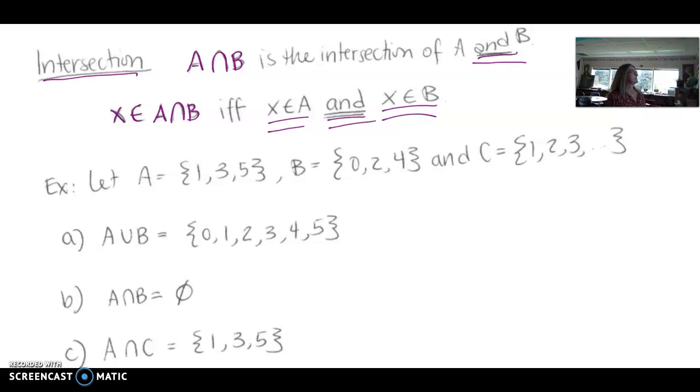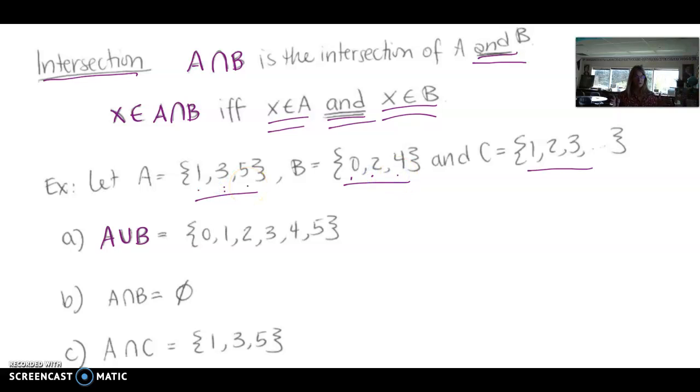So we have a set A here: 1, 3, and 5. B is 0, 2, and 4. C is the counting numbers, 1, 2, 3, and it goes on forever. What would be A union B? What that means is we would determine all of the elements that are either in A or B. So we have 1, 3, 5 in A and 0, 2, 4 in B, and I just wrote them in chronological order: 0, 1, 2, 3, 4, and 5.